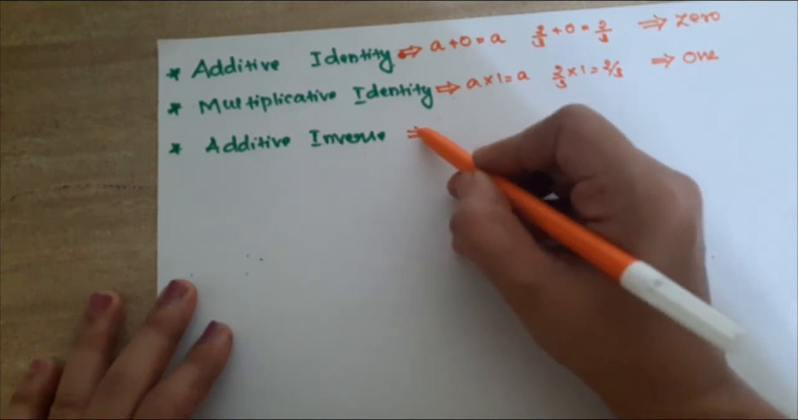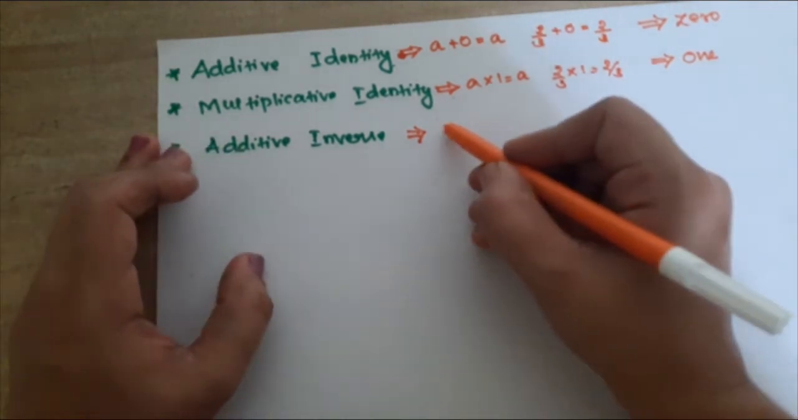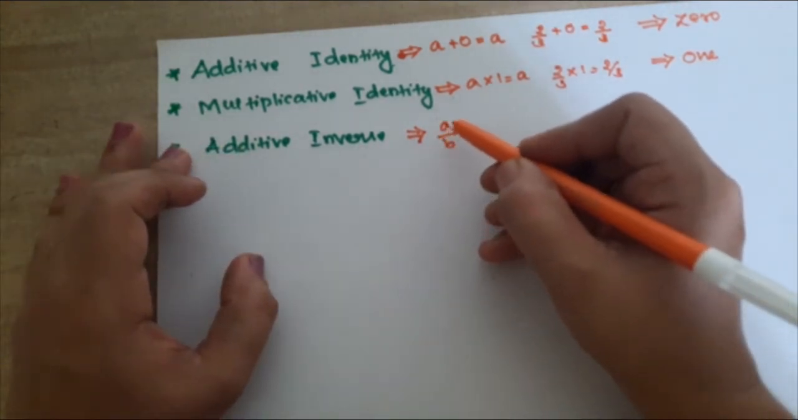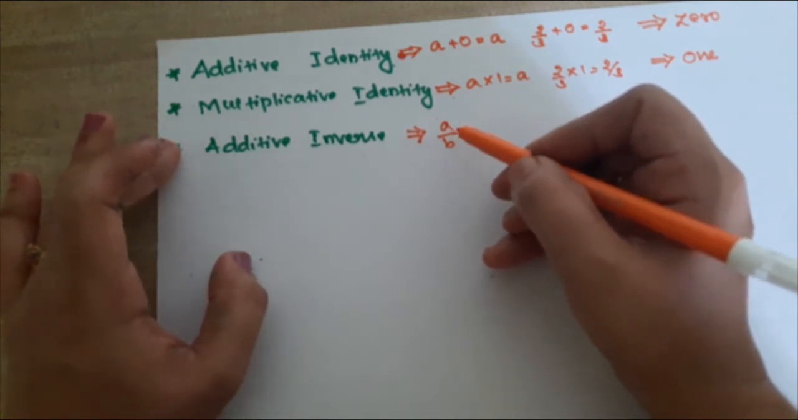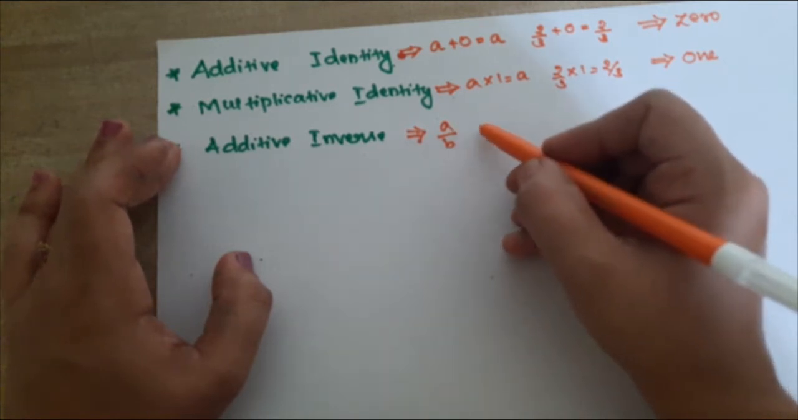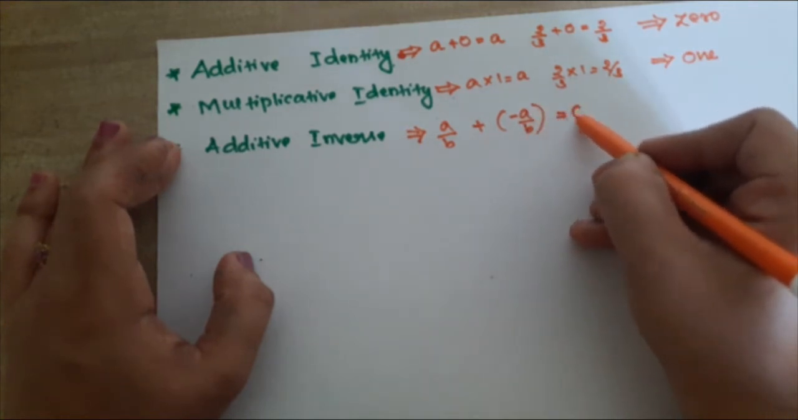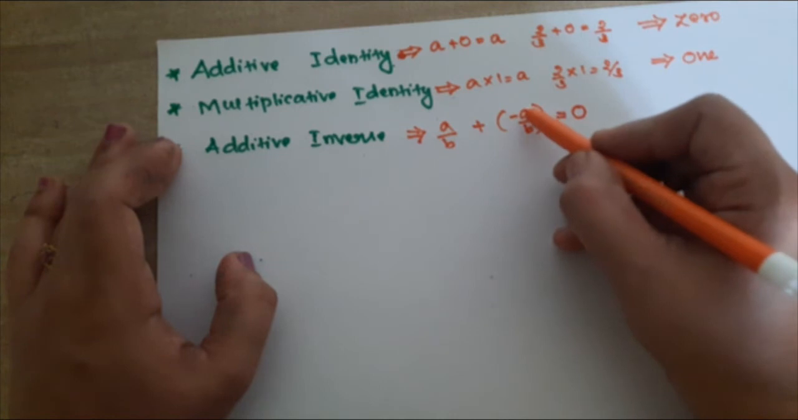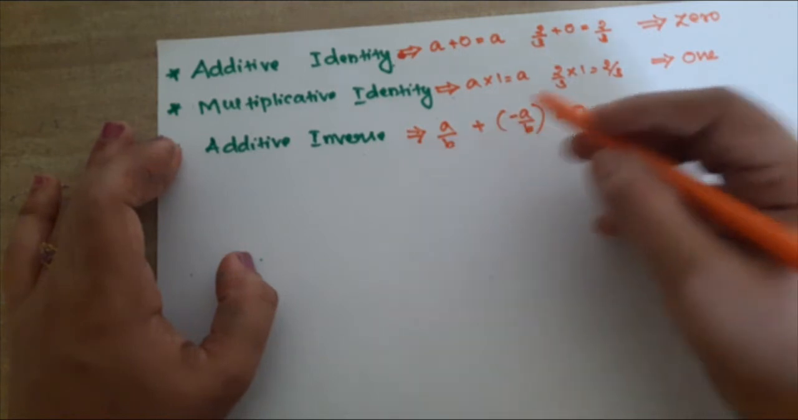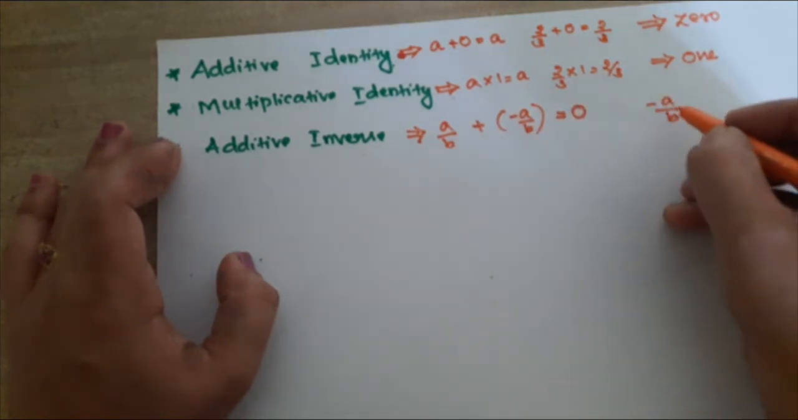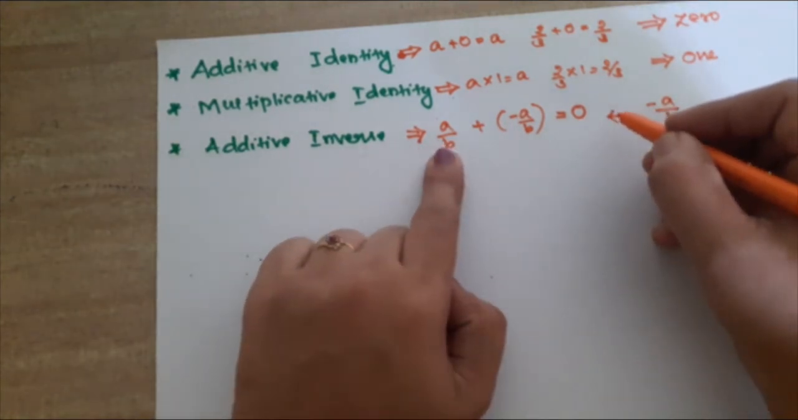Then the additive inverse. When we take a number a by b, why are we taking a by b? This is a fraction, right? All rational numbers are in the p by q form, a by b form. Then a by b plus minus a by b is equal to 0. So minus a by b is called the additive inverse of a by b. Got it?